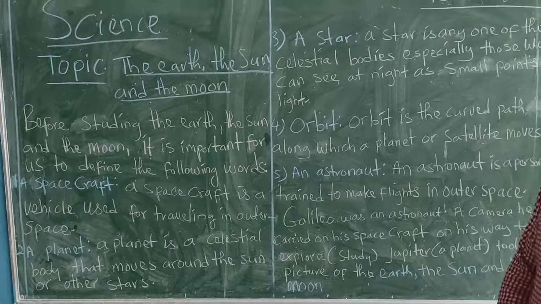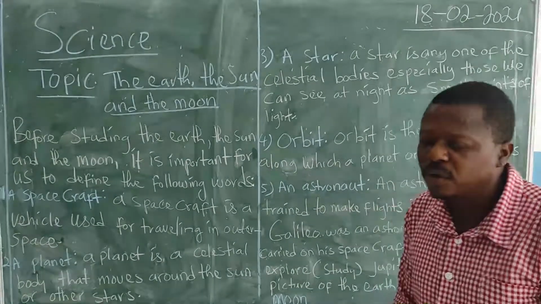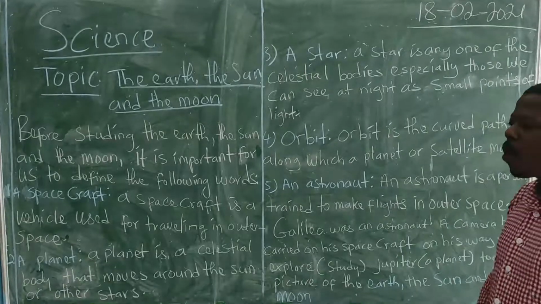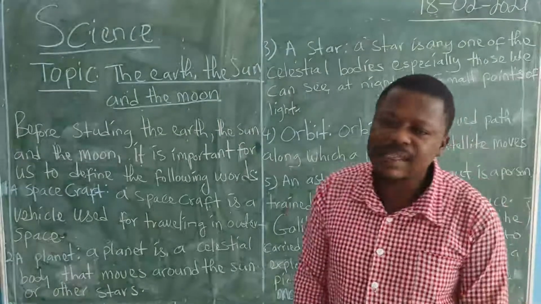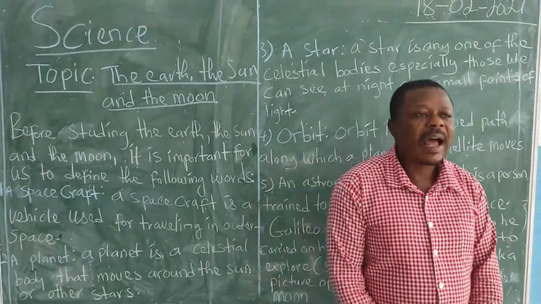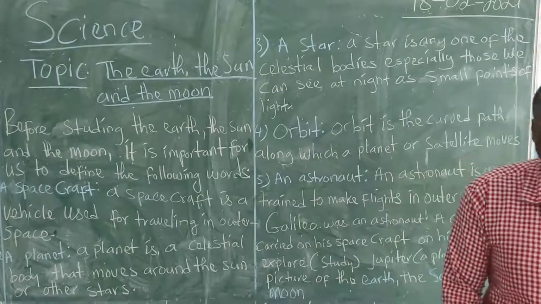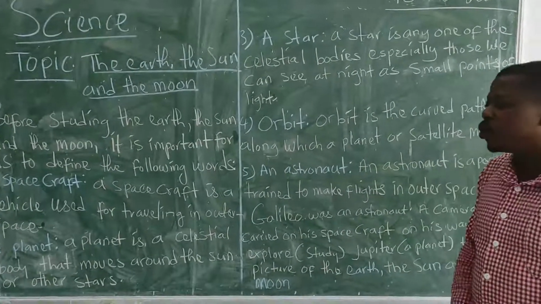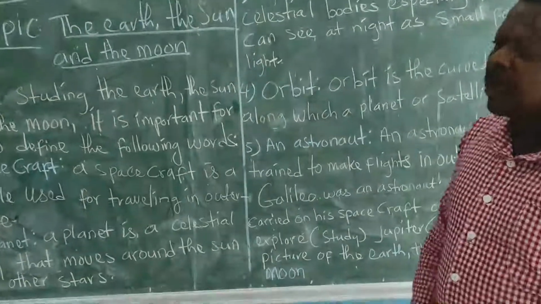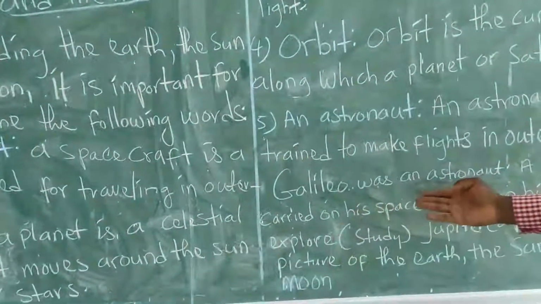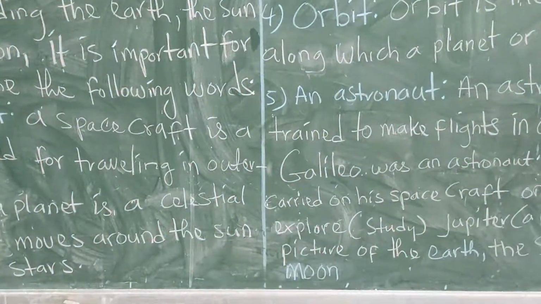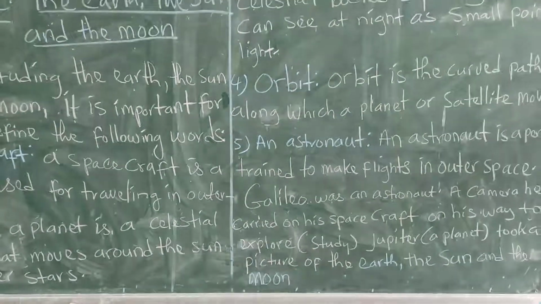Galileo was an astronaut. And he decided to explore one of our planets. The particular planet he wanted to study, to learn about, was Jupiter. So he decided to embark on a journey to Jupiter.